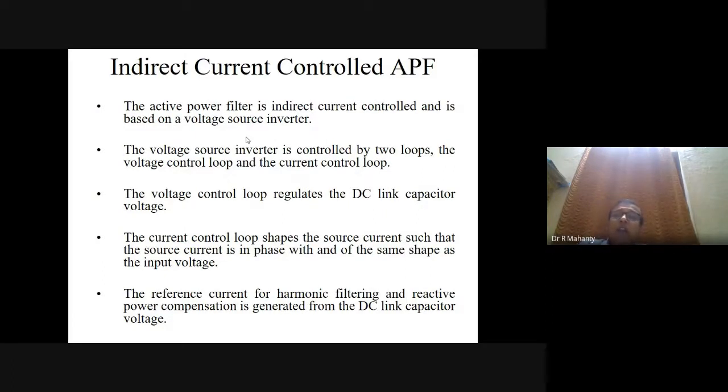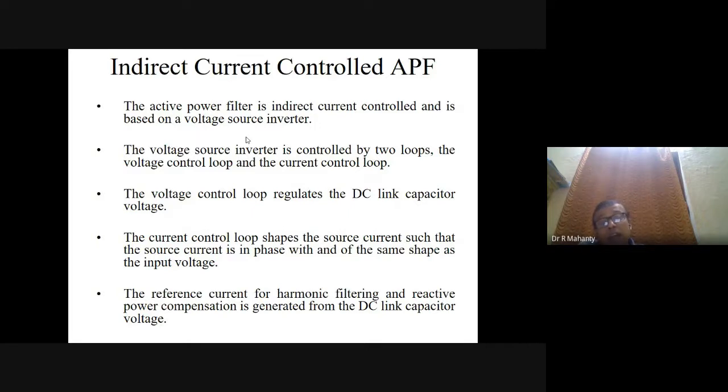The indirect current control active power filter is very simple. The active filter with indirect current control is based on a voltage source inverter. The voltage source inverter is controlled by two loops, the voltage control loop and the current control loop. The voltage control loop regulates the DC link capacitor voltage. The current control loop shapes the source current such that the source current is of the same shape as the input voltage.